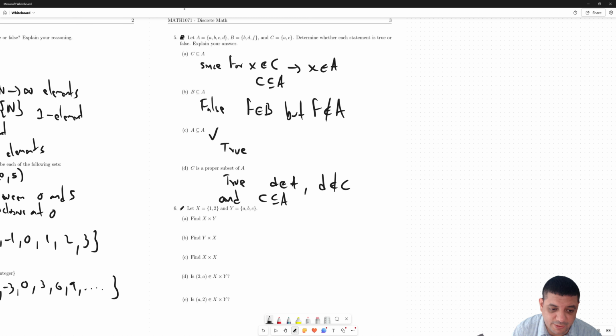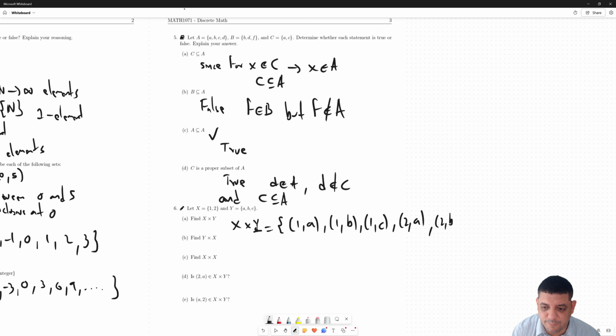For question number 6, here we're doing the Cartesian plane. So we want to first find x times y on pairs. So I'm going to do all the pairs with 1. So 1a, 1b, 1c, and then I can do all the pairs with 2. 2a, 2b, and 2c.